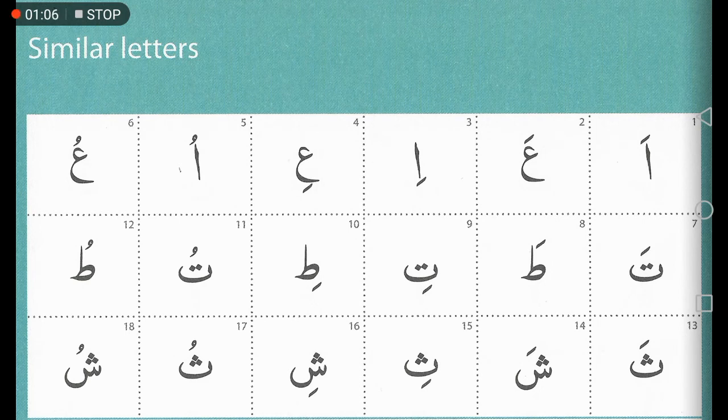Next is line number 3, the tha and the sheen. Pronounced totally differently, look totally different. The only thing that they share really is the 3 dots. So let's try them. Th, sh, thi, she, thu, shu.